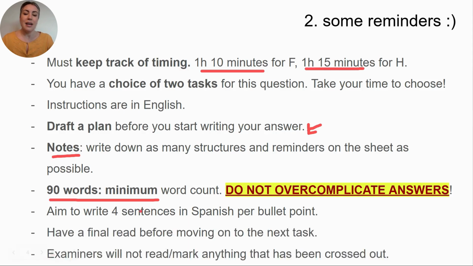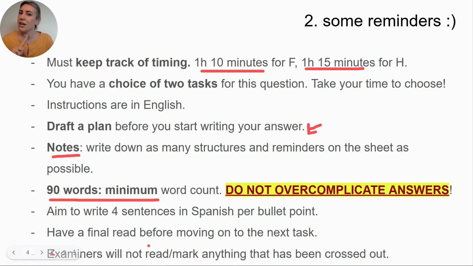And you have to have a final read. I know sometimes we think, oh, I'm running out of time. You have to leave those 5 minutes at the end of the activity that you have just completed, or maybe 2 minutes or 3 minutes, much better than nothing, okay, to go through it before moving on to the next bit.